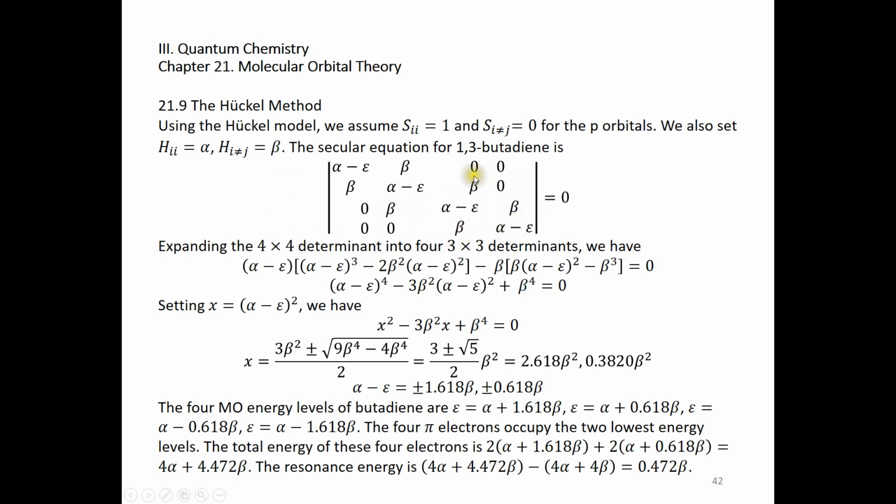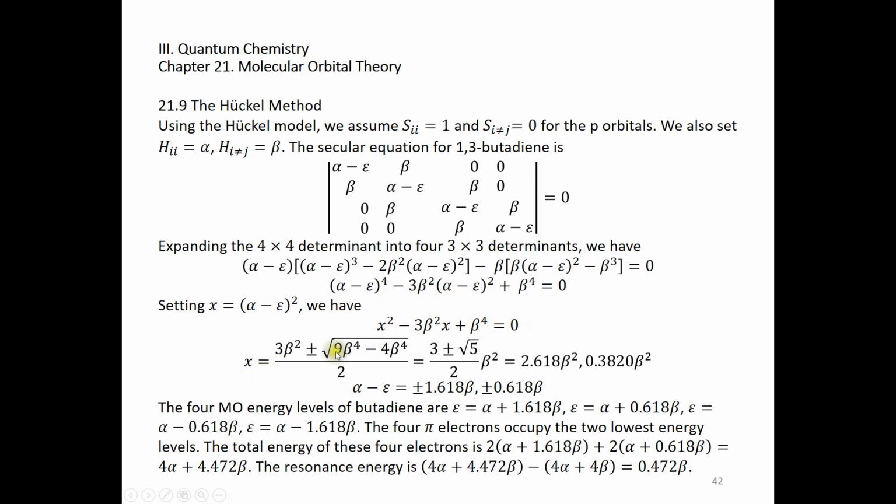We can expand this 4x4 determinant, so we get this polynomial equation, and then we can simplify this polynomial function. We get this. Now, how do we solve this? One way is to do variable substitution. If we set x to be alpha minus e squared, we'll simplify this fourth order polynomial equation to just a quadratic function. We'll solve this x.